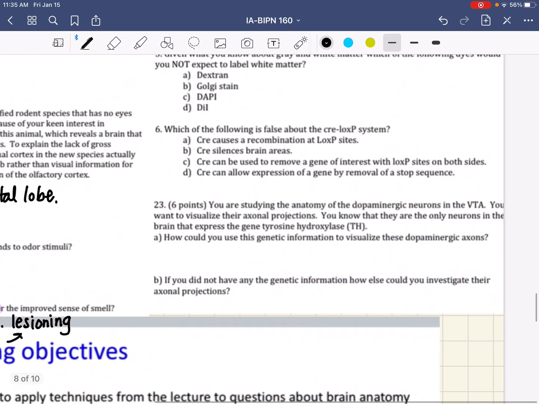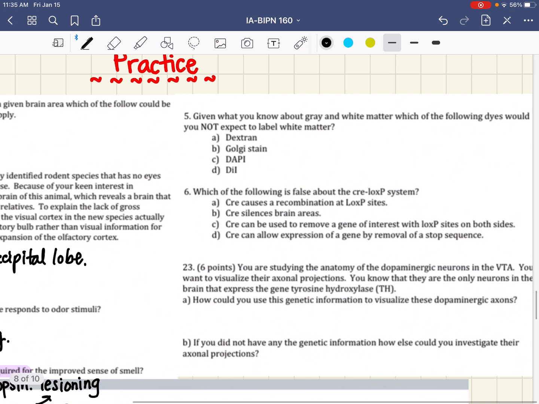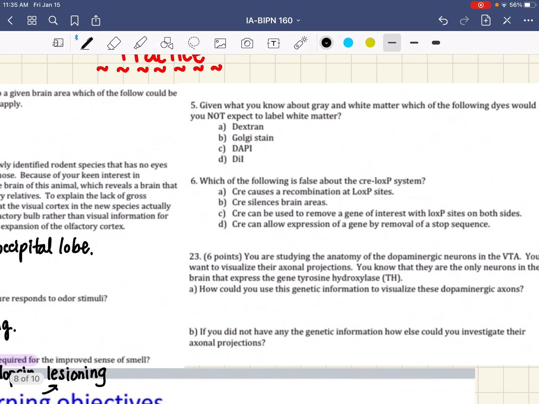Okay. Now let's go to number 5. Given what you know about gray and white matter, which of the following dyes would you not expect to label the white matter? So let's talk about this.